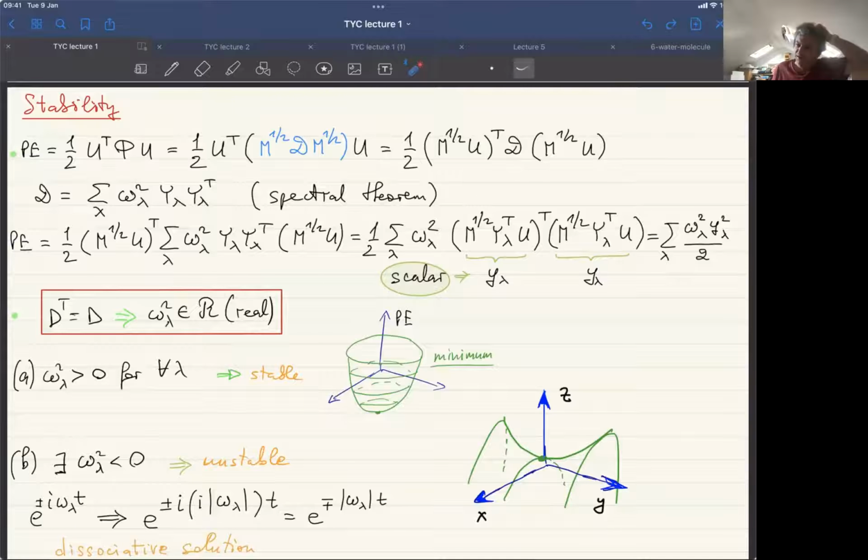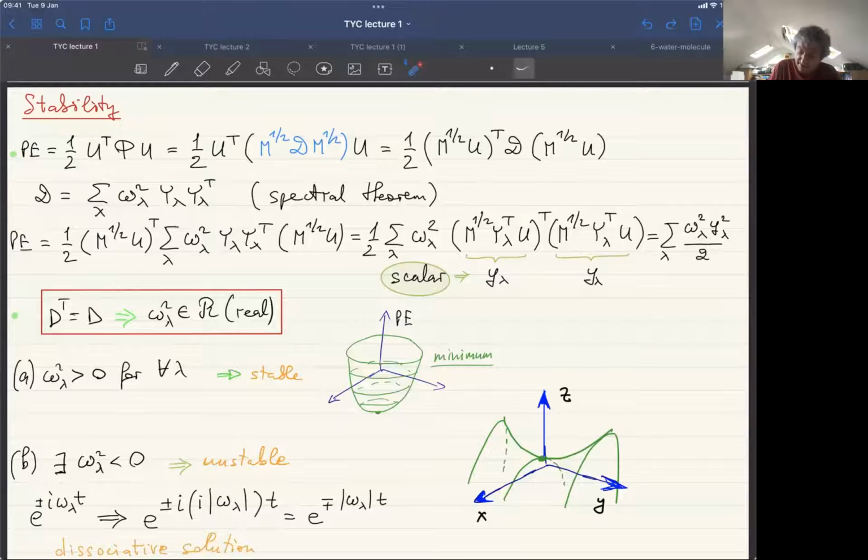What are the implications of this? All right, let's assume that all omega squares are positive. We know they're real, but they could be positive or negative or zero. Okay, so suppose they're all positive. That means that these coefficients are positive.